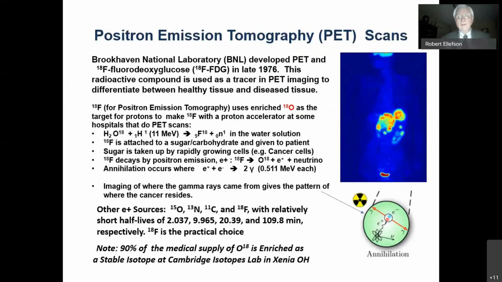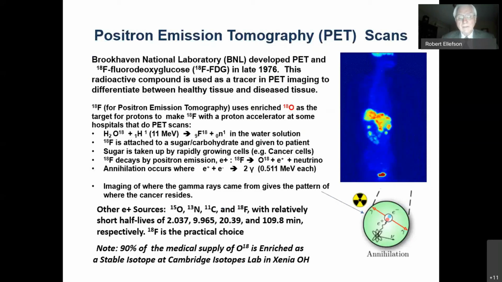So positron emission tomography uses oxygen-18 as a target for protons to make the fluorine-18 that you need, with a proton accelerator right at the hospitals where they do the PET scans. For example, Kettering Medical Center has an 11 MeV cyclotron in their basement, and they can make these things. So if you take H2O18 and hit it with 11 MeV protons, you generate fluorine-18, and a neutron comes out.